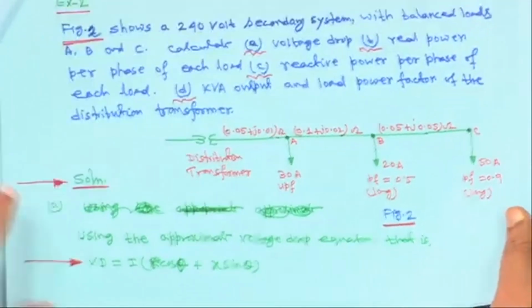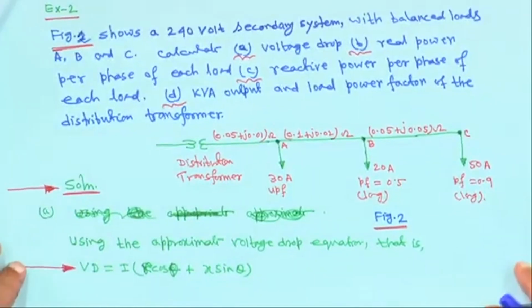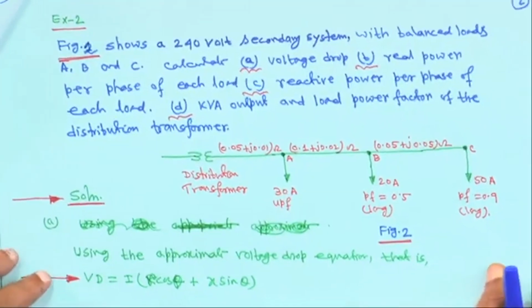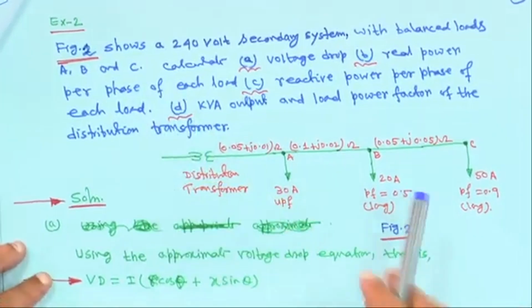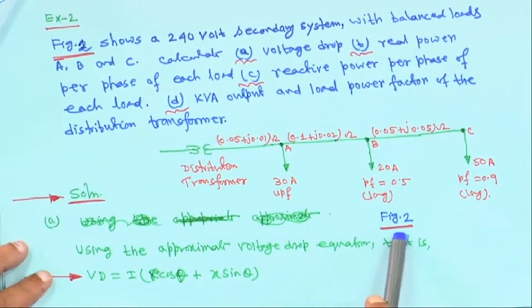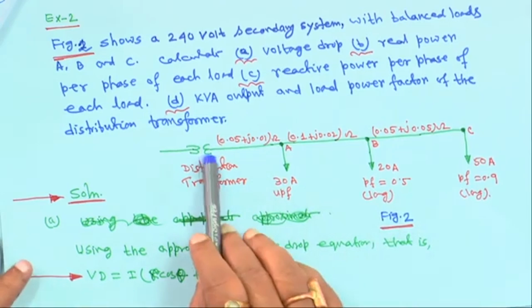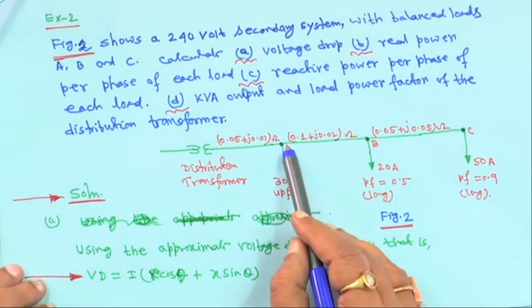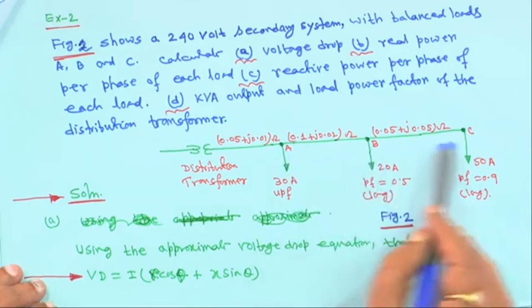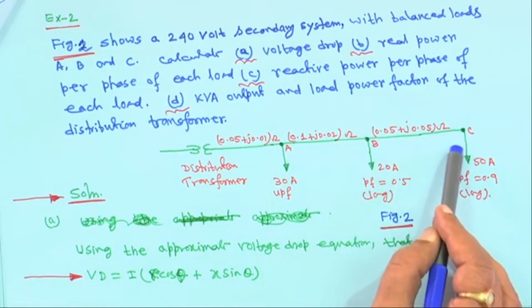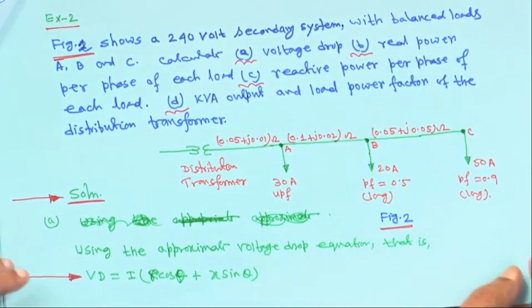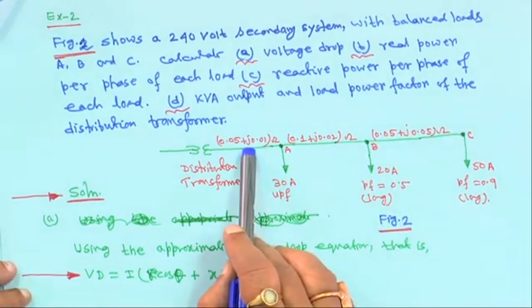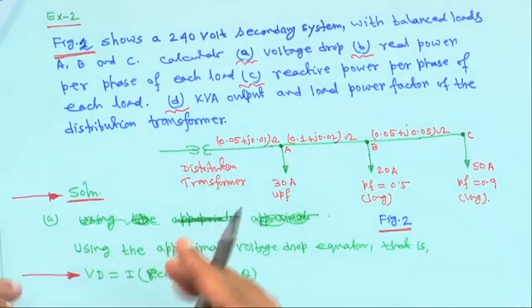So next is example 2. This is a simple one I took. Suppose in example 2, this is figure 2. You have a distribution transformer here, and there are 3 tapping points, that is 3 nodes, node A, node B and node C. In that case, the branch impedances are given, though here they are not marked anywhere.